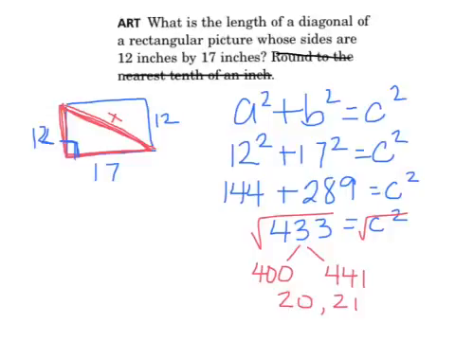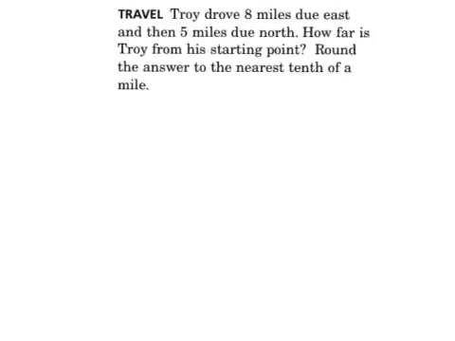The square root of 400 is 20. The square root of 441 is 21. And so here we're looking to see which one it is closer to. It is closer to the 441, so we're going to say our answer is about 21. Okay? All right, let's try the second one.